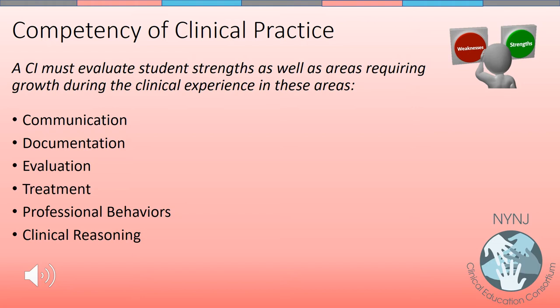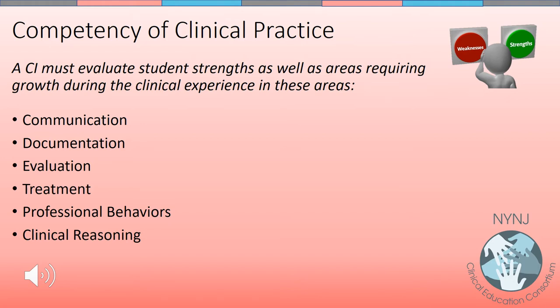To establish competency of clinical practice, a CI must facilitate open communication regarding student strengths as well as areas requiring growth during the clinical experience. Other critical areas include documentation, evaluation and treatment, professional behaviors, and clinical reasoning. Determine the student's strengths and further develop them. Note the areas requiring development and work with the student to bring them up to par.